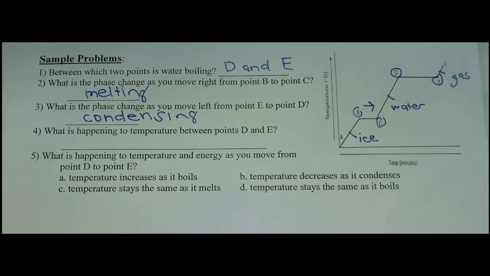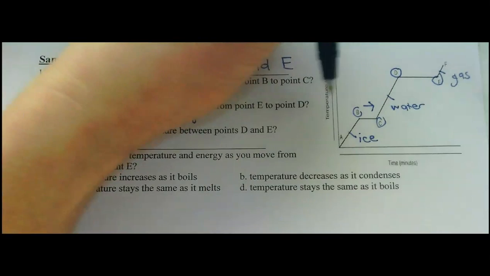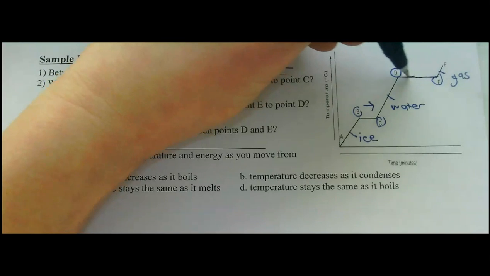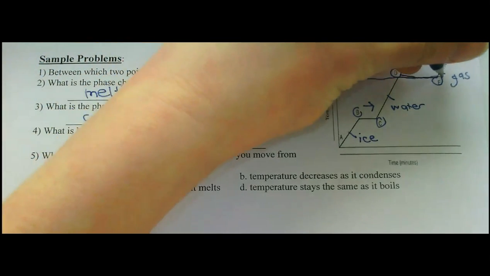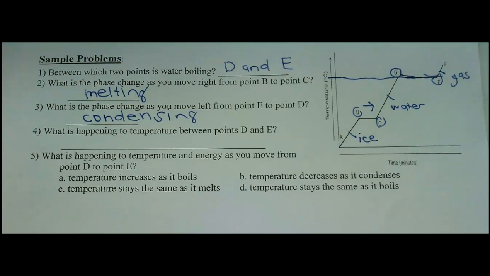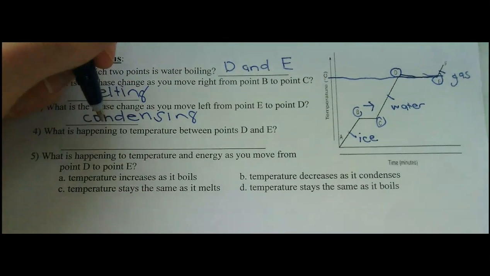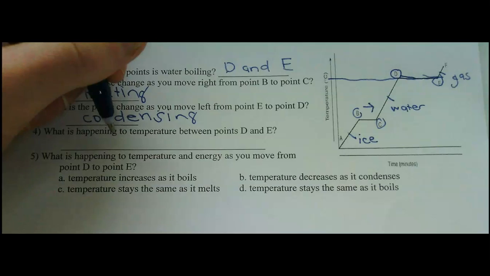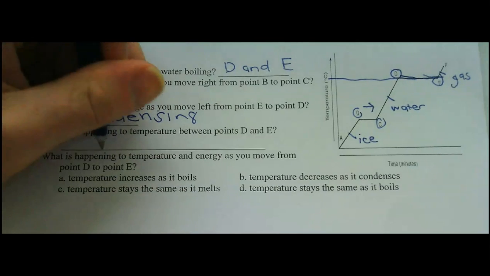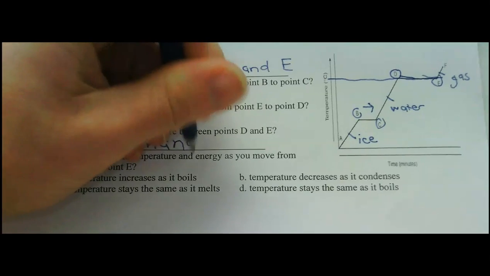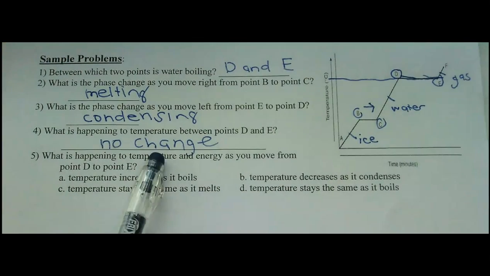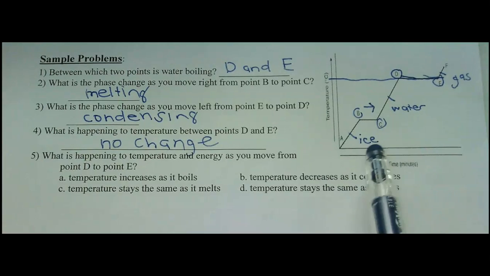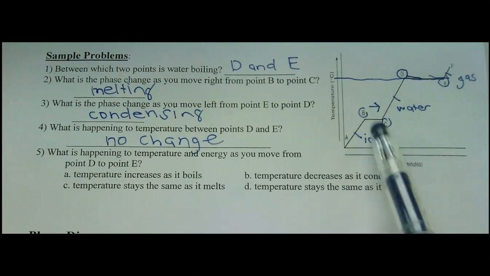What is happening to the temperature between points D and E? Now here's the part where it comes in handy to know how to read a graph. Temperature is on the y-axis. So between D and E, we can look at our graph. What is happening to the temperature? Absolutely nothing. It's flat. There is no change in temperature during phase changes. So while that water is becoming gas, the temperature is constant. There is no change. And this is really important. I want y'all to take note of that. During phase changes, there is no change in temperature. That's why the graph is flat.